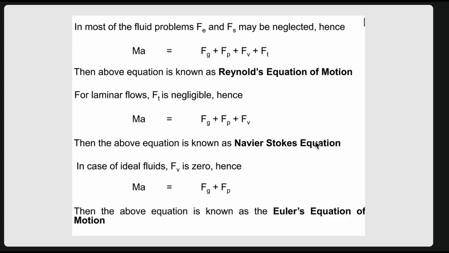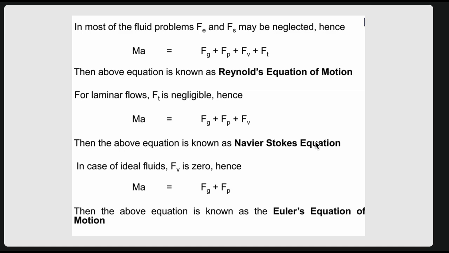This equation is referred to as Reynolds equation of motion. Then for laminar flows, the tension force is usually neglected, and then we have the Navier-Stokes equation, which is Fg plus Fp plus Fv. In case of ideal fluids, the Fv is 0, so we have only Fg plus Fp, pressure force and gravitational force. So this is my equation of Euler's equation of motion.